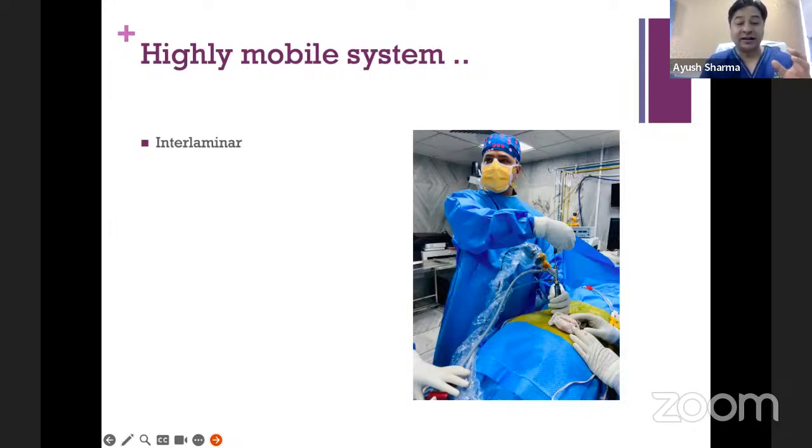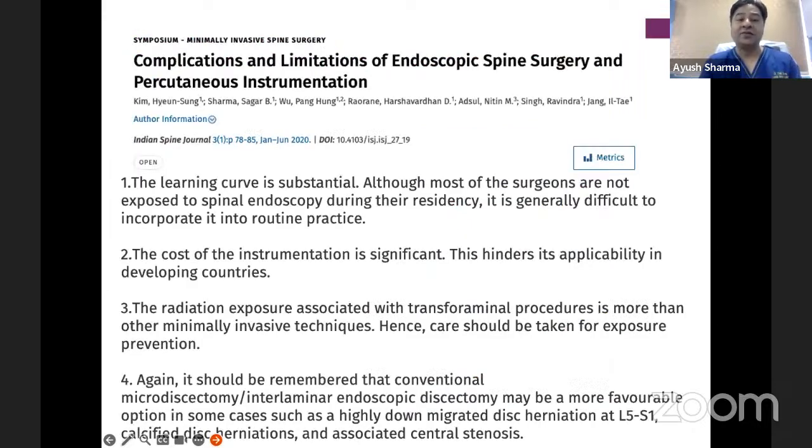So you really need to understand how to control it and how to make the best out of it. If you look at the complications and limitations of endoscopic spine surgery, we all know that the learning curve is substantial. I don't believe in this statement, because the problem is not that the learning curve is substantial. The problem is most of us were never exposed to this approach to start with. Tomorrow, once you start having these approaches during basic training, when you're starting in your medical college, I don't think the learning curve is any different from any other approach.